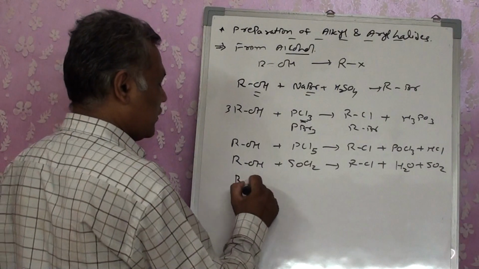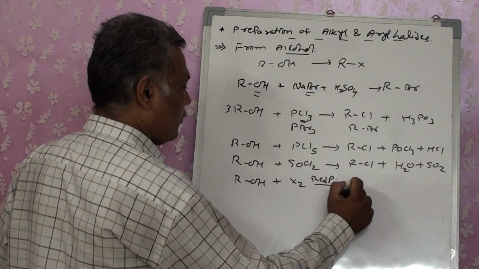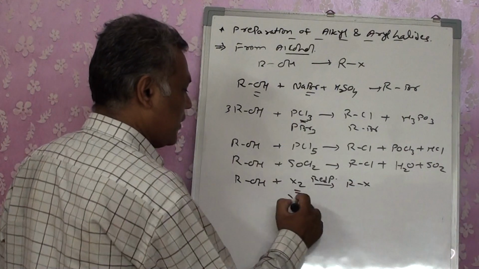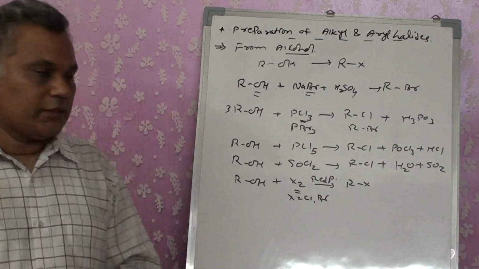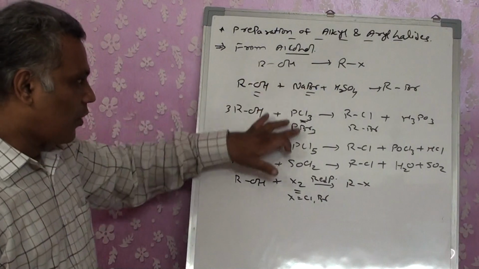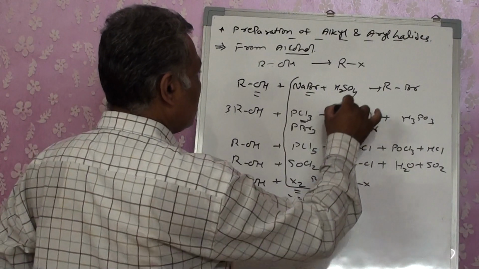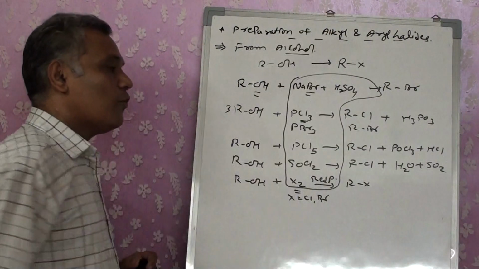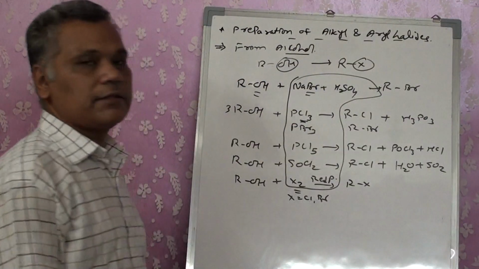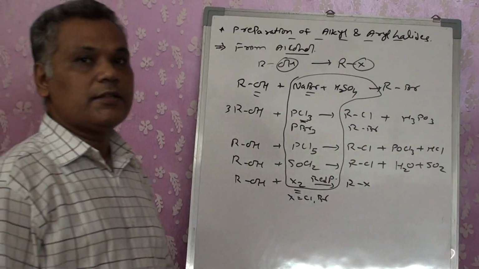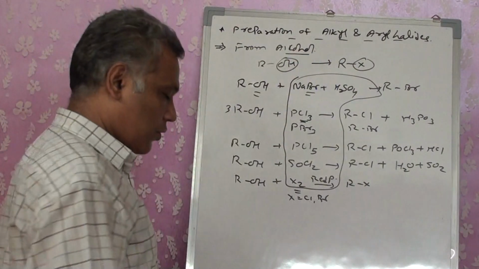You can also use ROH plus X2 in presence of red phosphorus. You will get RX. Now X can be Cl or Br, right? So by using these reactions, we can get it. These are all the reagents that are used for converting OH into X. That is why it is considered as conversion of alcohol into alkyl halides, or chemical properties of alcohols.